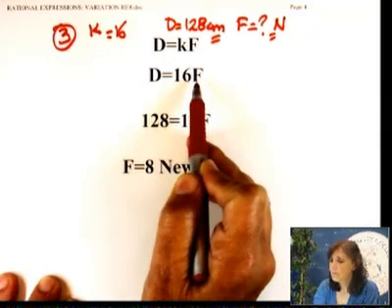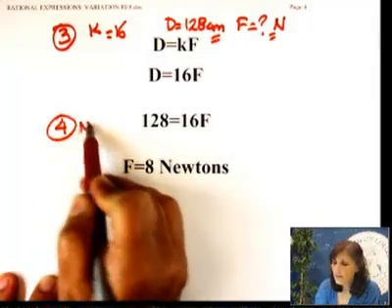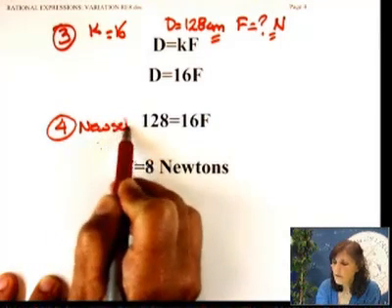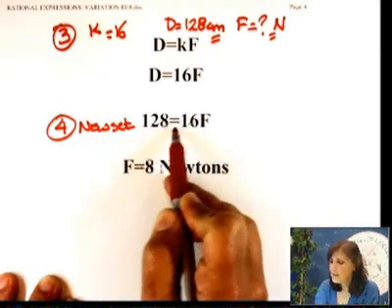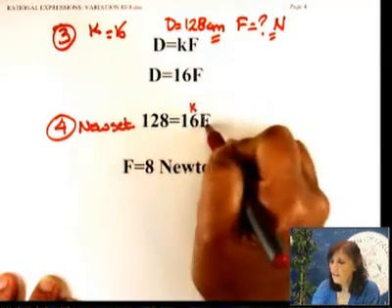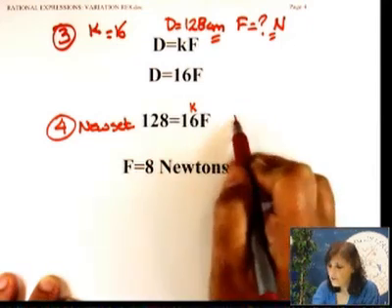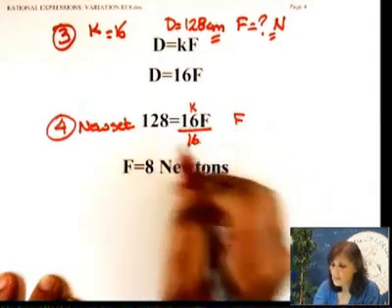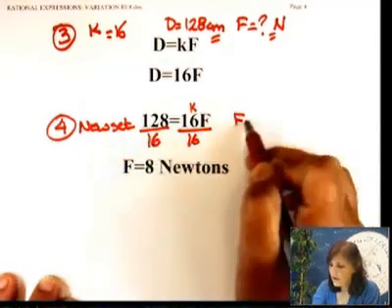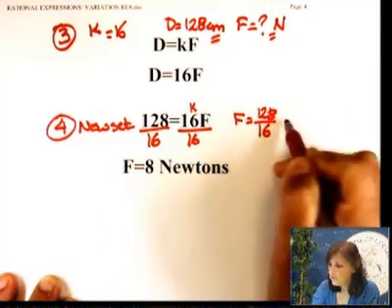So you just plug in the numbers. Now you're going to put in the new set of numbers. So it's 128 centimeters equals 16, which is the K, times F. And F is the one that we are trying to figure out. So F is going to be, if you divide both sides by 16, 128 over 16. And that's going to be 8.